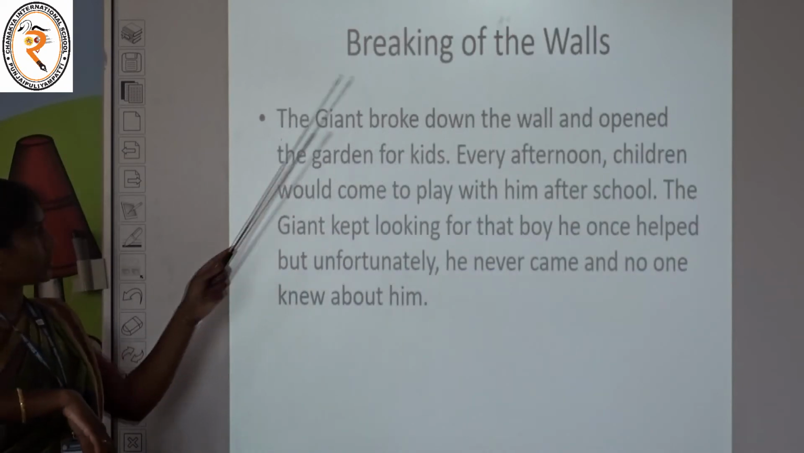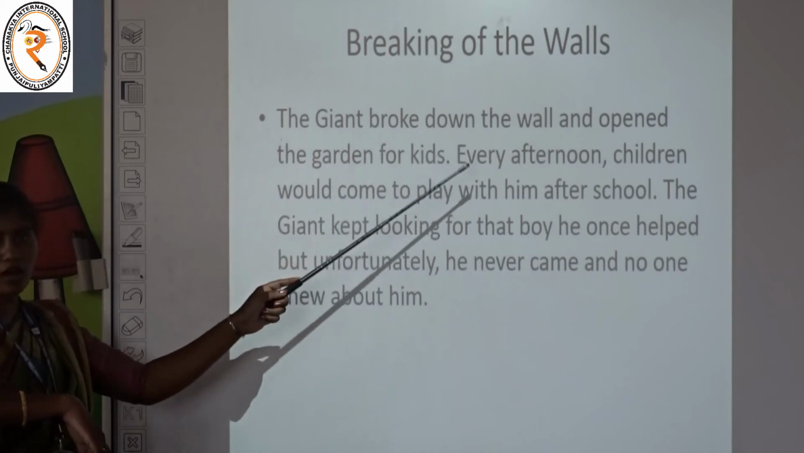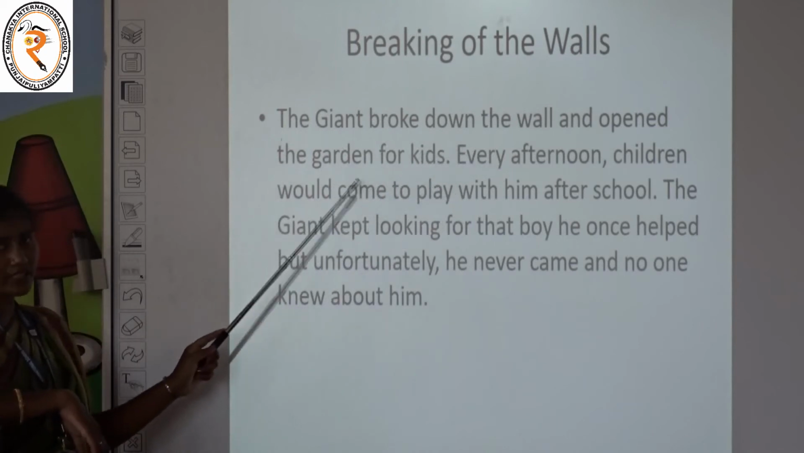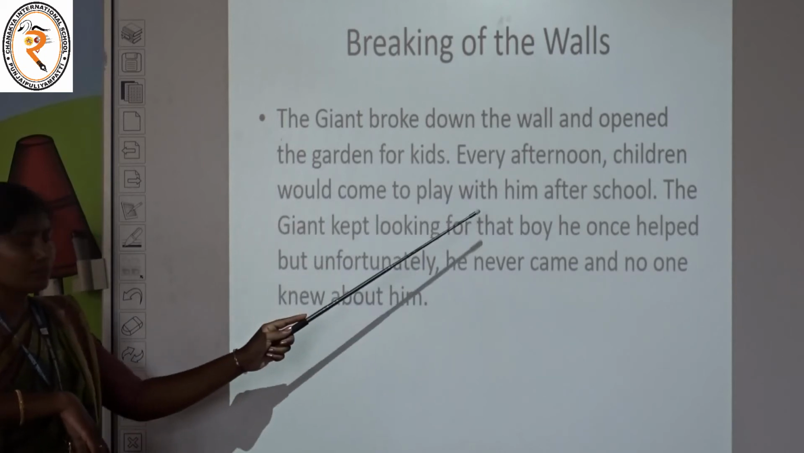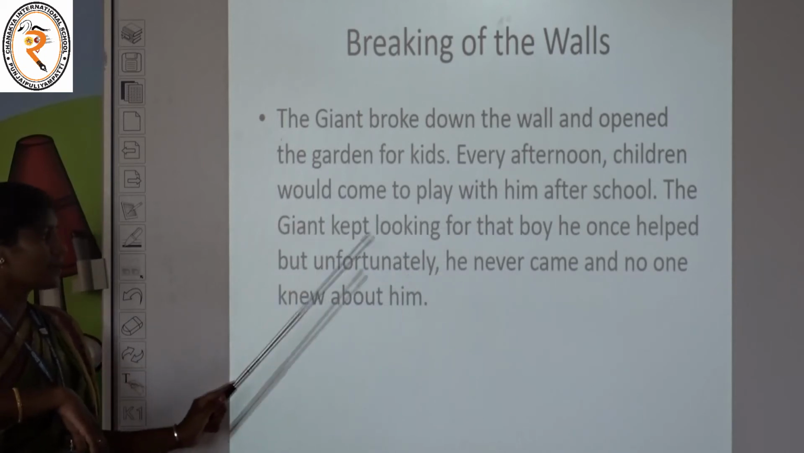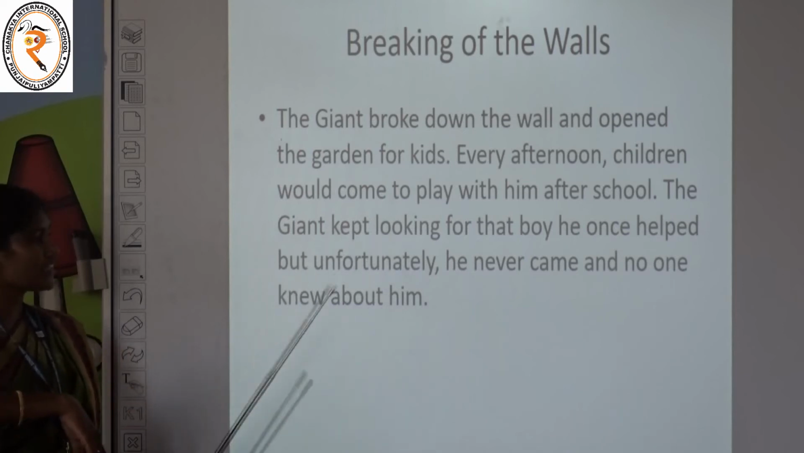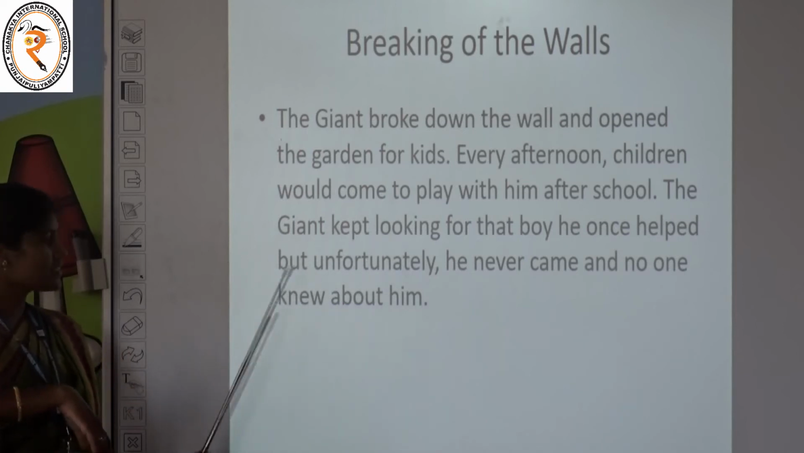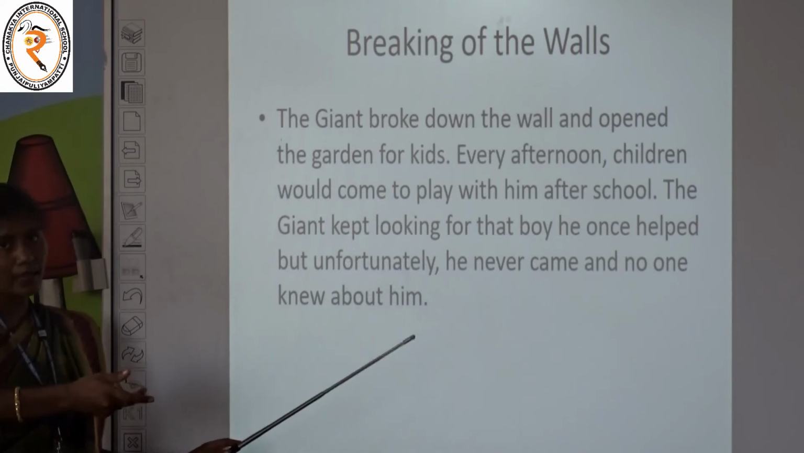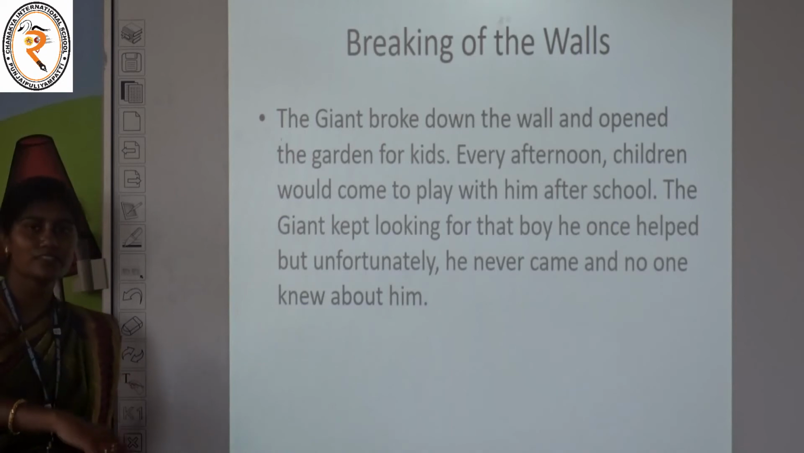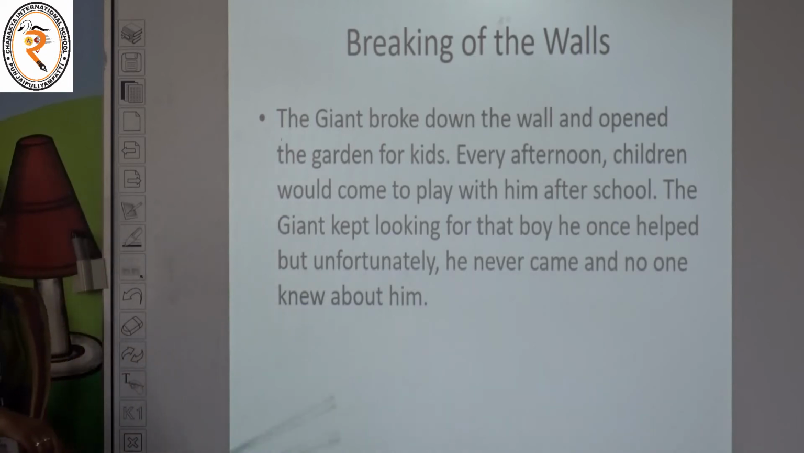Breaking of the walls. So the giant broke down the wall and opened the garden for the kids. Every afternoon, the children would come to play with him after school. The giant kept looking for that boy who he had helped, and who kissed him in turn. But unfortunately, the child was never able to be seen. The child never came back to the giant's garden.